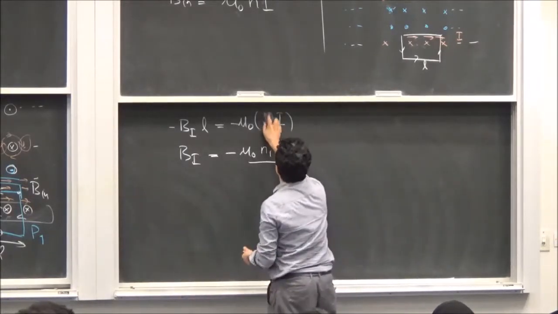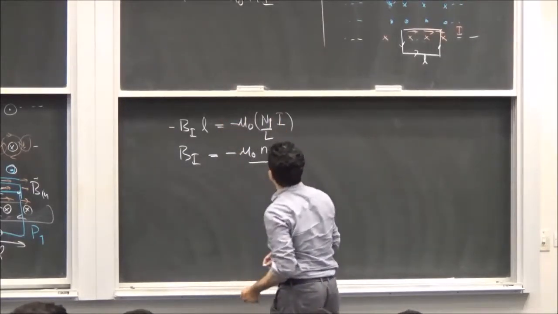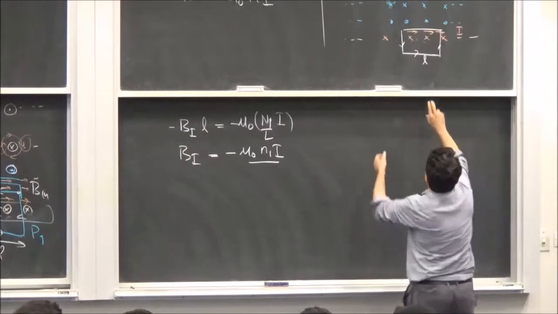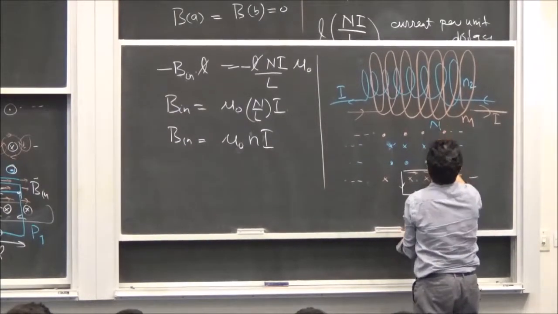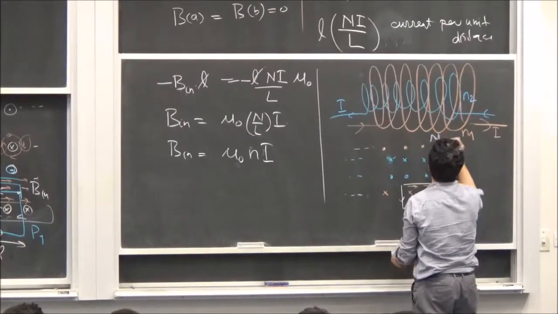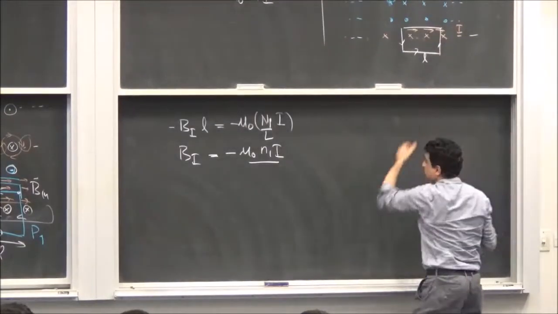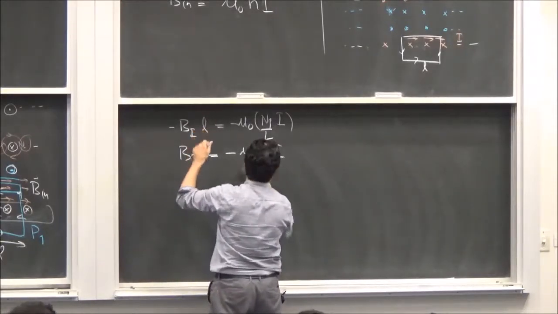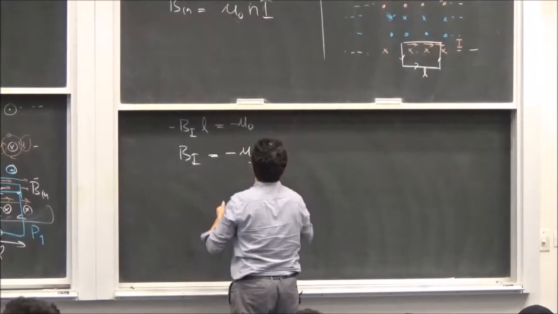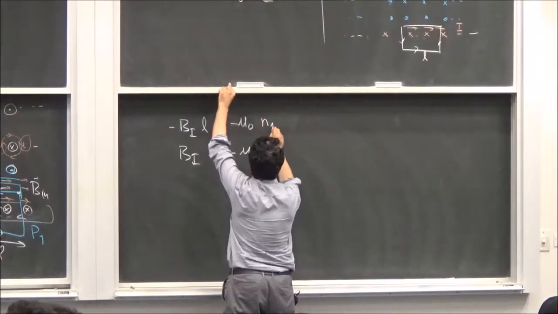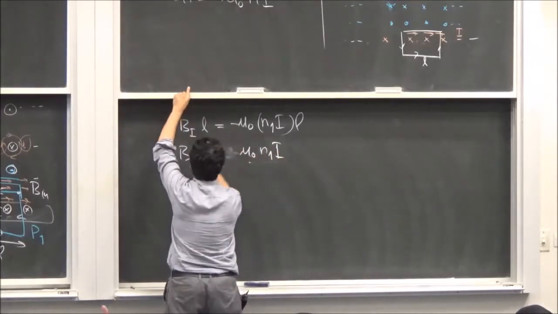But what you can say is that B1 will be equal to minus mu naught N1, where N1 is the total number in this length, and N2 will be the total number in the other length. This would be N1 I multiplied by L, so L cancels out, so this would be equal to mu naught N1 I with a minus sign. So this would be the first one.